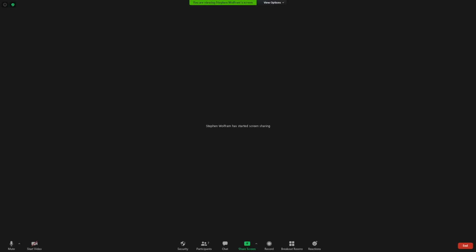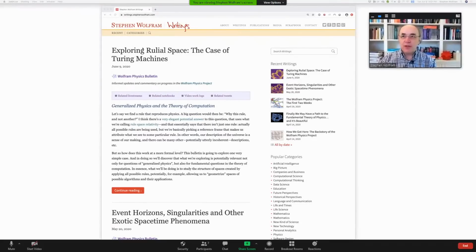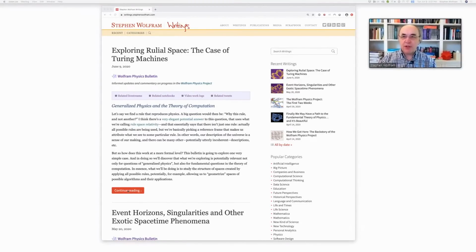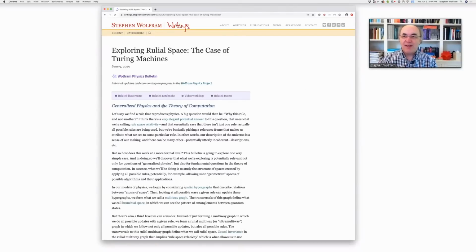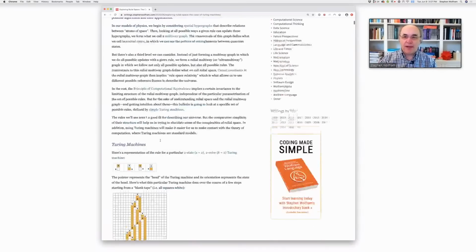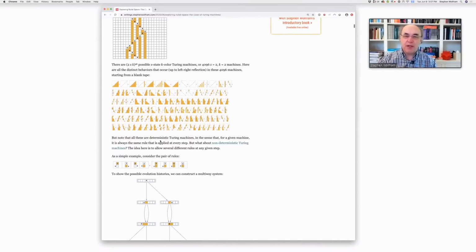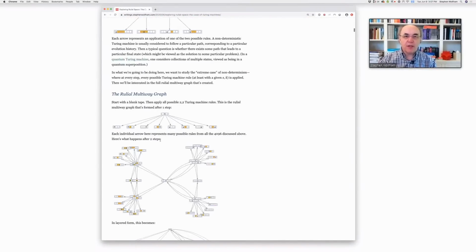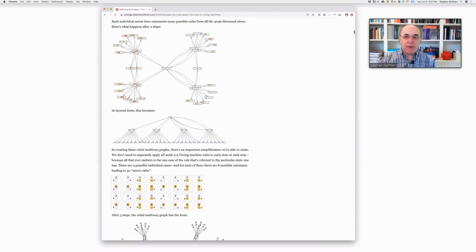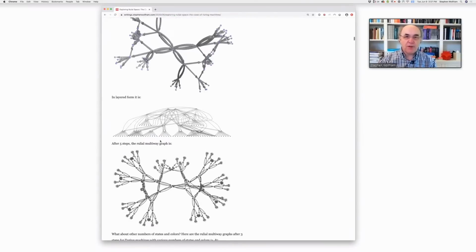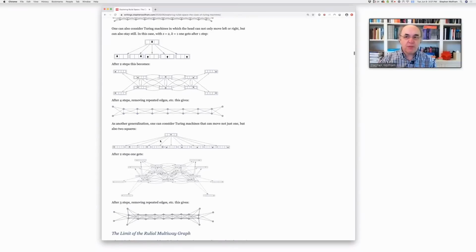So I just put one up today. It's called Exploring Rullial Space, the Case of Turing Machines. It was supposed to be just 2 or 3 pages long. Turns out, in actuality, it's 70 pages long. I think this came out pretty interesting. It's the beginning of exploring this very abstract idea of Rullial space, in the context of Turing machines, and a bunch of interesting things came up.